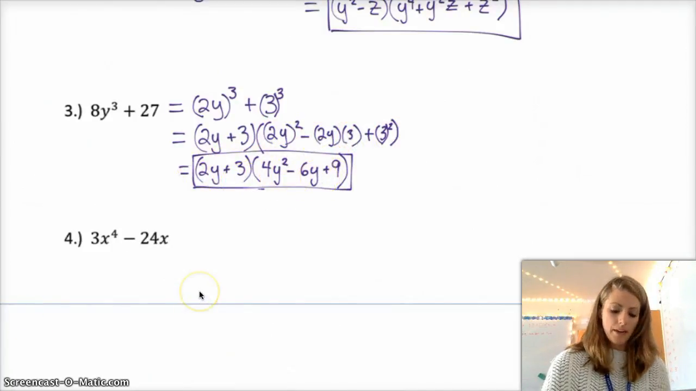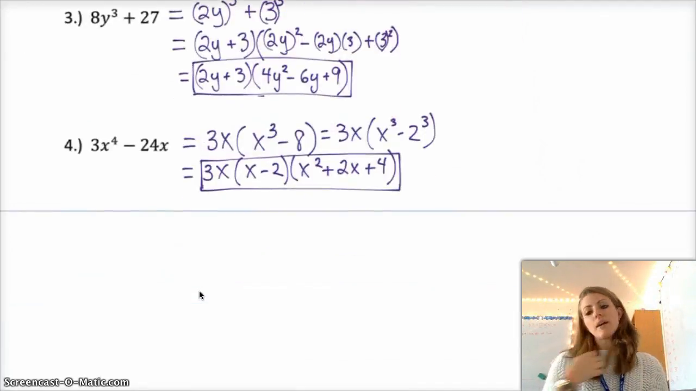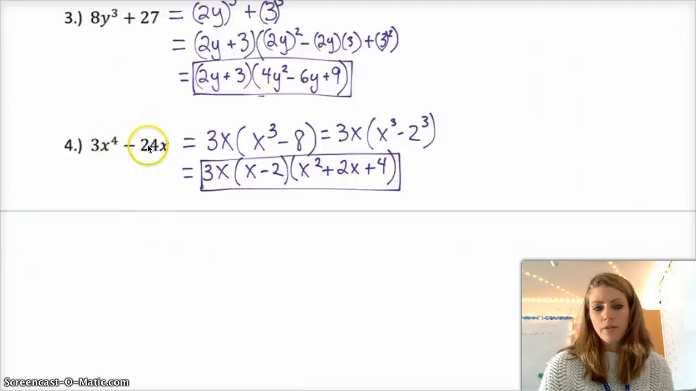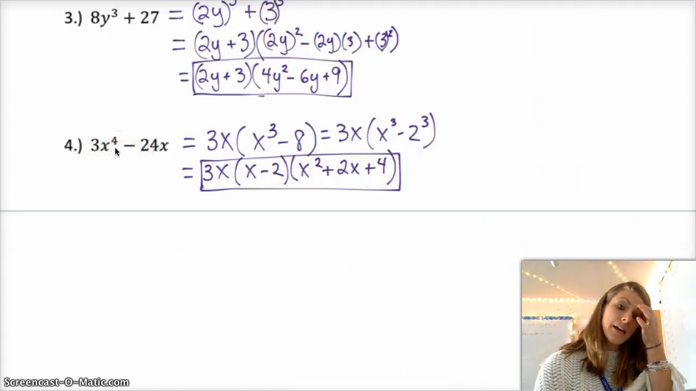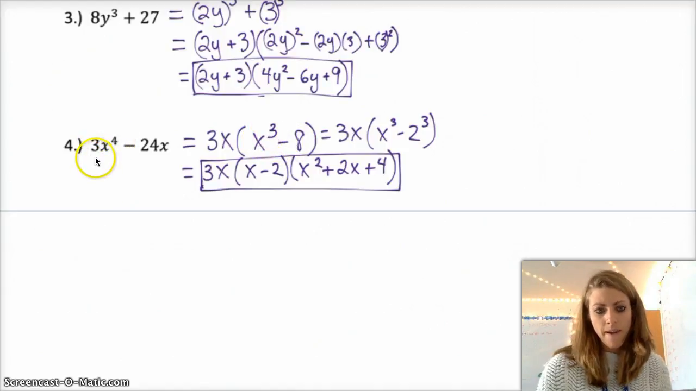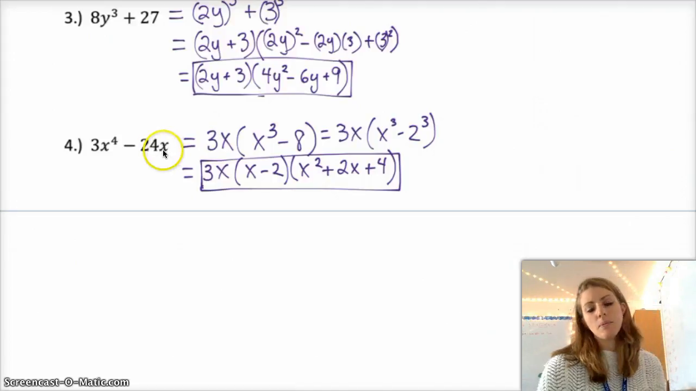And then number 4 is a little bit trickier, because you don't have an obvious power of 3 here, or multiple of 3. But both of these terms have a 3x that you can pull out. So I pulled out a 3x first, and what I'm left with is x cubed minus 8. Because 3x to the 4th, if I pull out a 3x from that, that's just x to the 3rd. And then 24 divided by 3 is 8, and I pull out an x. So then I have x cubed minus 8.